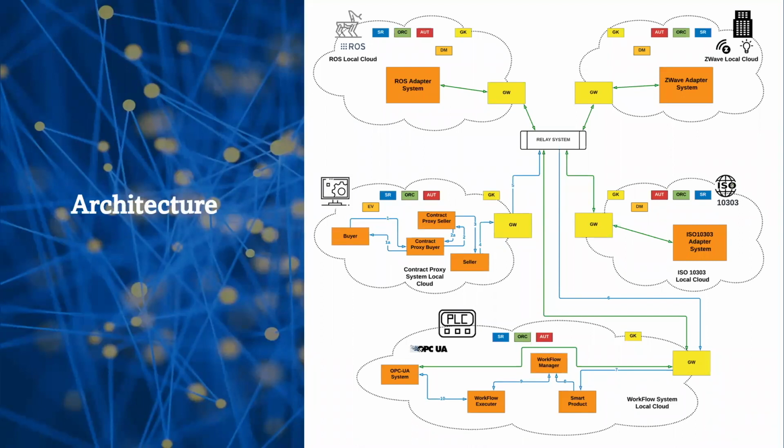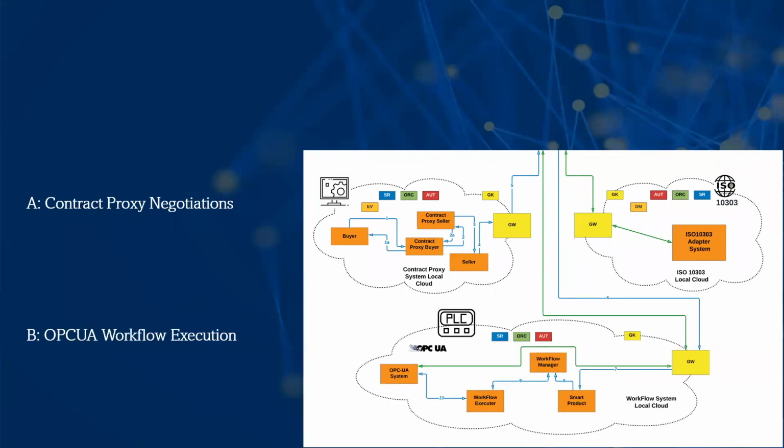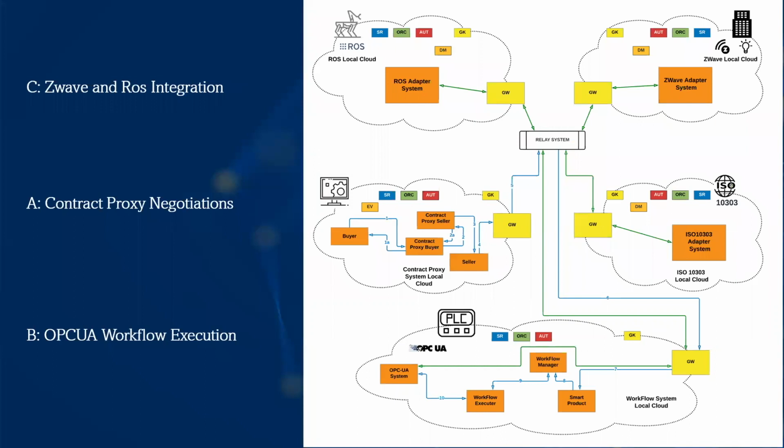The Eclipse Arrowhead framework toolchain here provides the integration across the product design to manufacturing lifecycle and from asset to the business layer. The contract proxy negotiations and OPC workflow systems are integrated in a sequential toolchain, whereas the ROS robot and Z-Wave building local clouds are integrated with them in parallel.